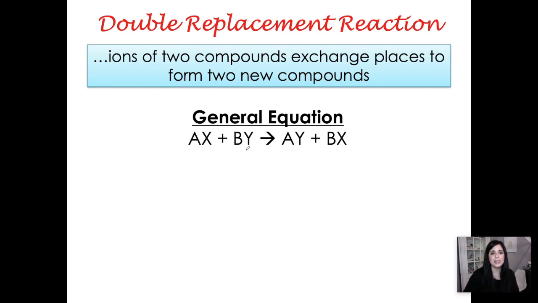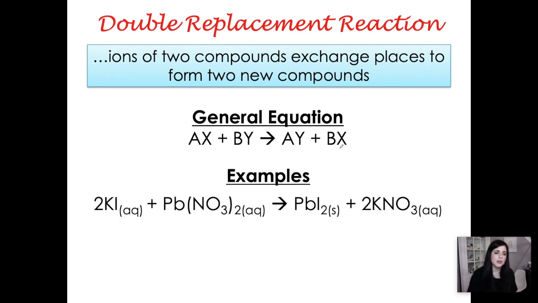A is combining with Y to form one new compound, and B is combining with X to form that second new compound. So AX plus BY yields AY plus BX. And it doesn't matter the order that the products go in. You can also have BX plus AY. Same exact thing, doesn't matter. As long as the two products are written correctly, then I'm happy.